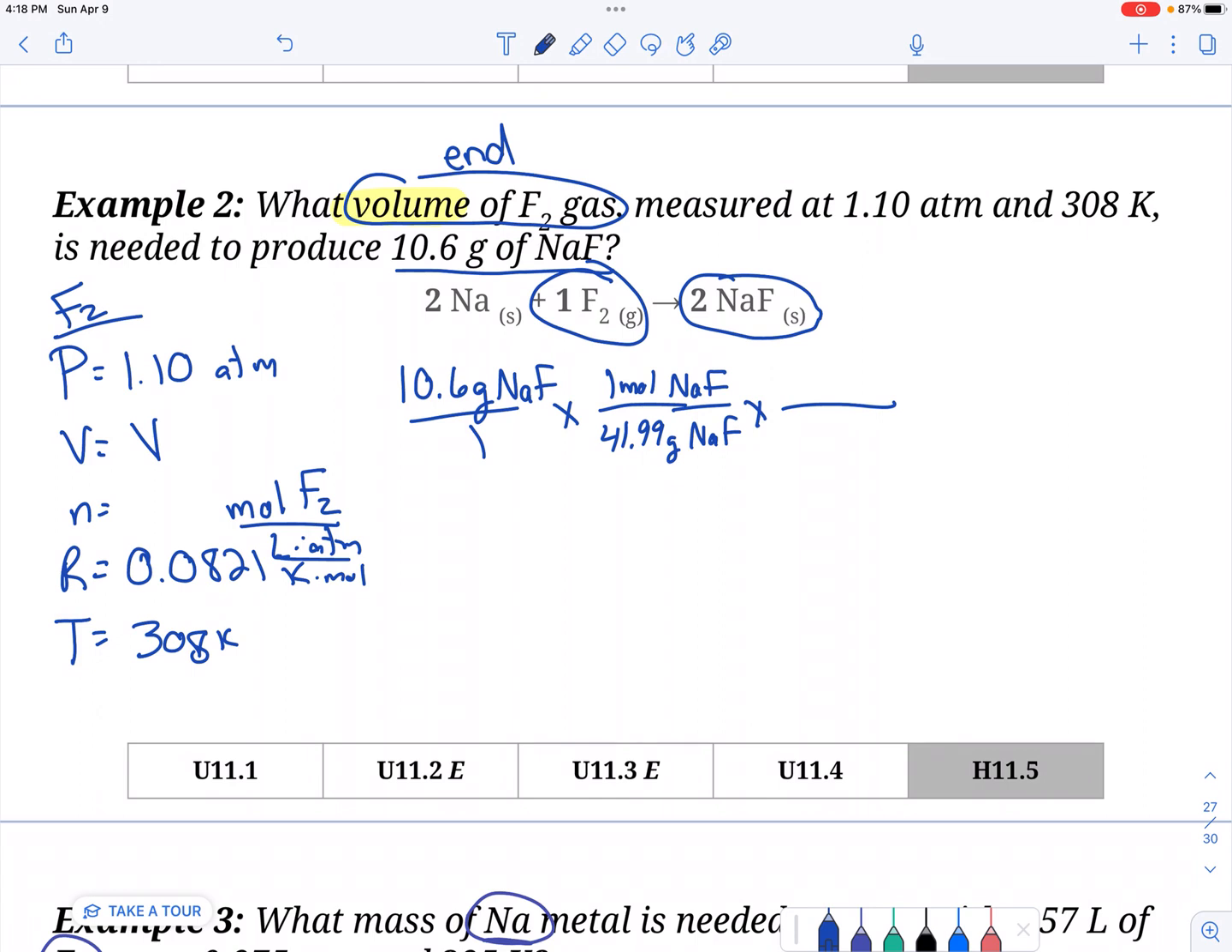Then I can use my relationship from the equation. I don't know why that just changed color. That was weird.